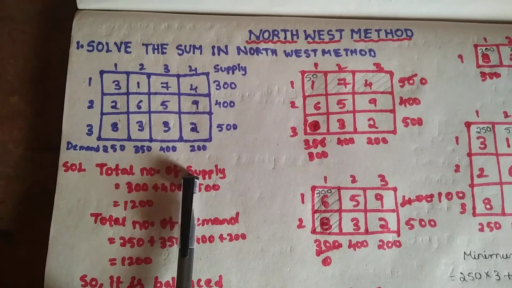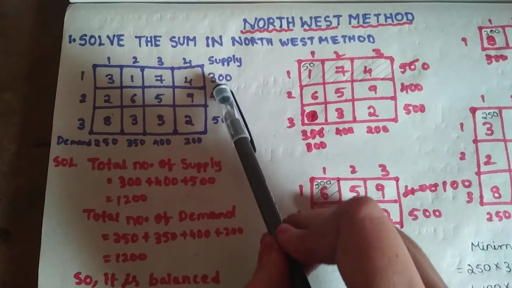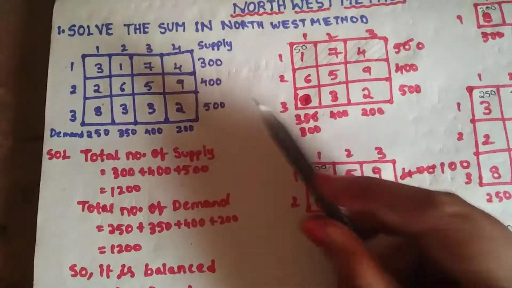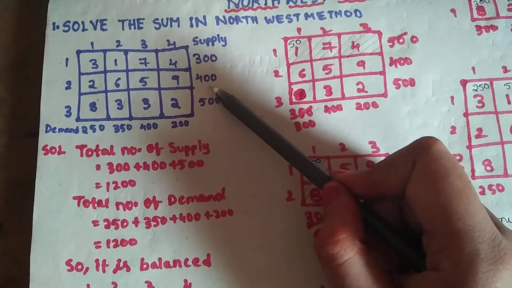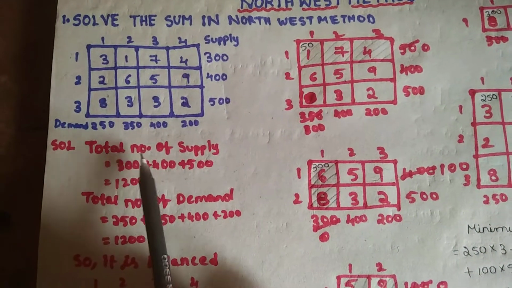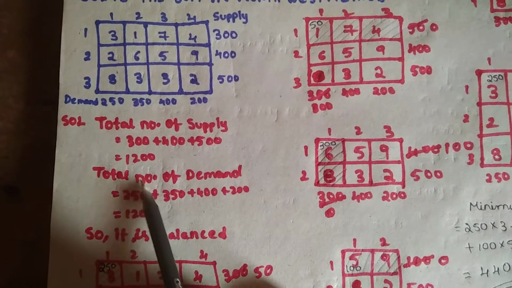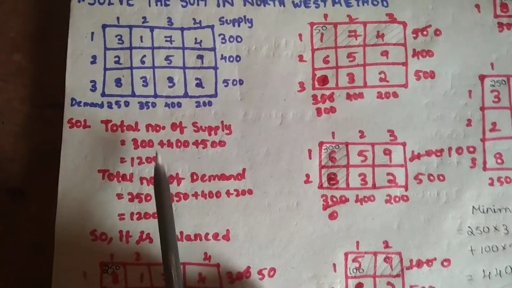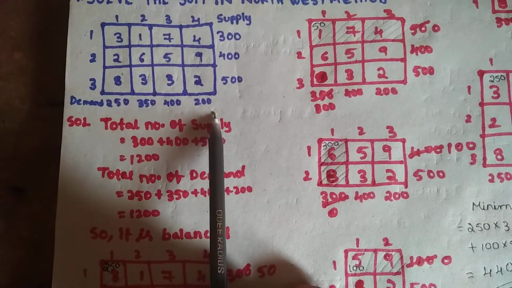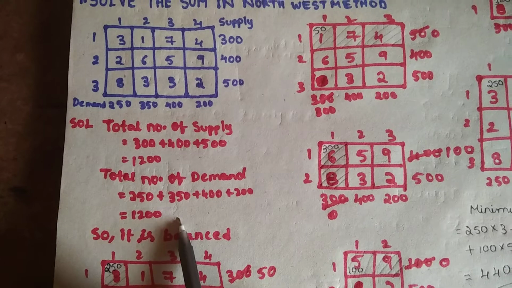Okay, total number of supply. Here total number of supply means this one. This is supply, and we have to add all these things, which is 300 plus 400 plus 500. First we add the supply, then we get one answer. Next we add the demand, which is the total number of demand: 250 plus 350 plus 400 plus 200 equals 1200.